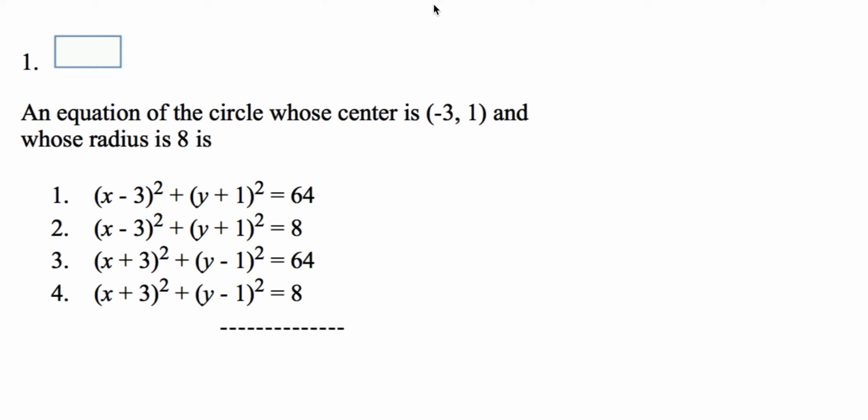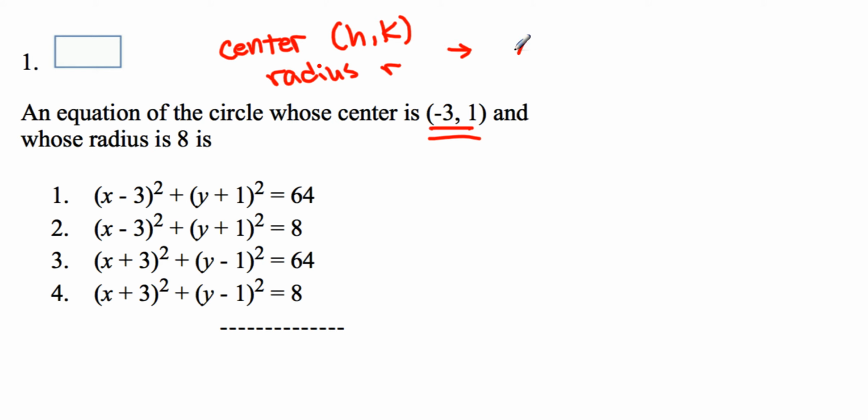Hello, let us look at some review of the circle questions. So first question here, we have an equation of the circle whose center is negative 3 comma 1. Now, just for your reference, if the center of the circle is h comma k, and the radius is equal to r, then our equation becomes x minus h squared plus y minus k squared is equal to r squared. That's what we end up getting.